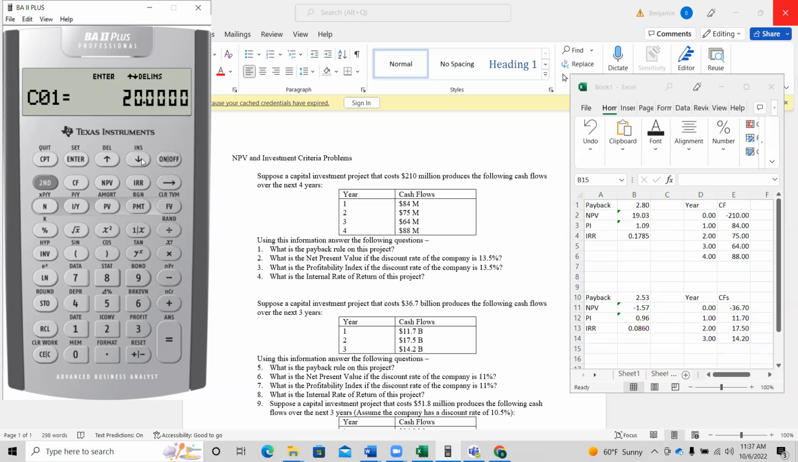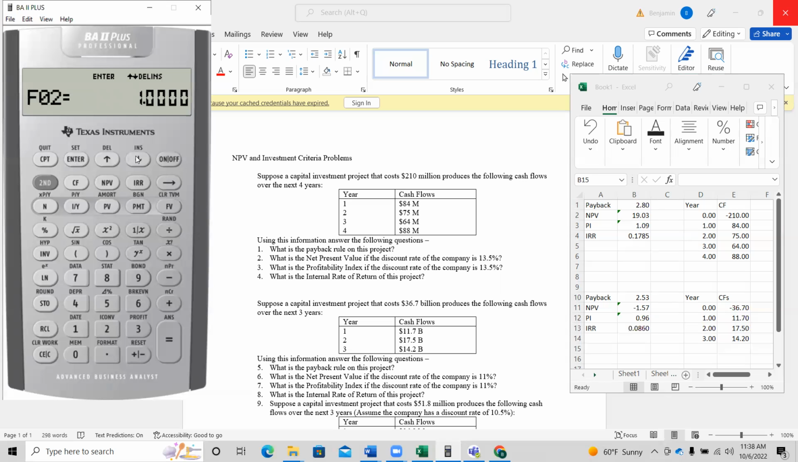The cash flow in year 1 is going to be 11.7. That's an inflow. I'll keep that positive. I hit enter, scroll down. F01 stands for the frequency of the first year's cash flow. By default, that's 1. And notice that I only have 1 year of 11.7 billion in cash flow, so I'll continue to scroll down. The cash flow in year 2 is 17.5 billion.